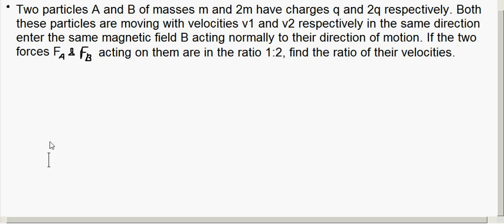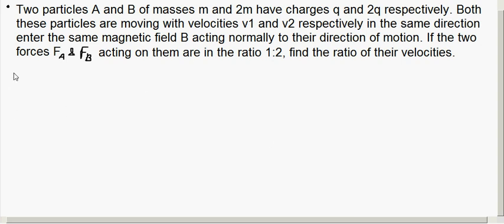Now first let us read and understand the problem. Two particles A and B of masses m and 2m have charges q and 2q respectively. Both these particles are moving with velocities v1 and v2 respectively in the same direction, enter the same magnetic field B, acting normally to their direction of motion. If the two forces Fa and Fb acting on them are in the ratio 1/2, find the ratio of their velocities.